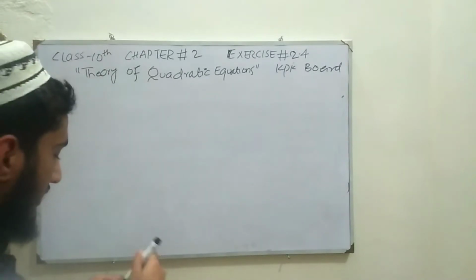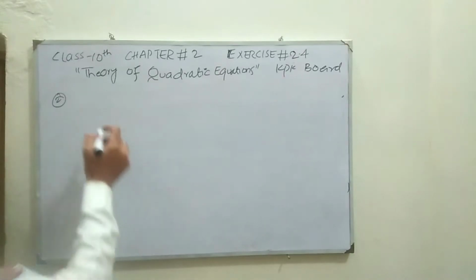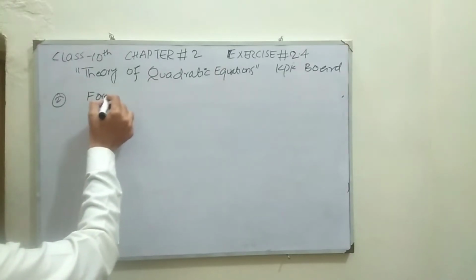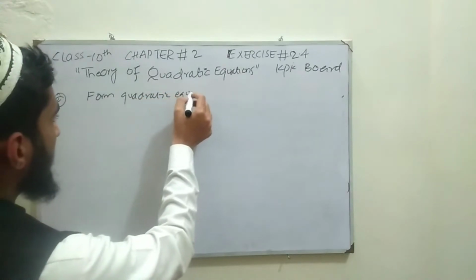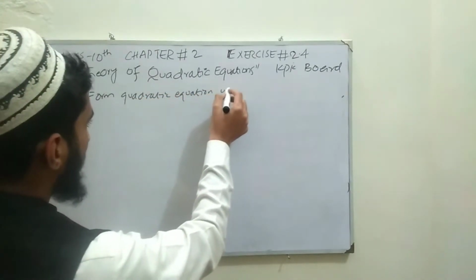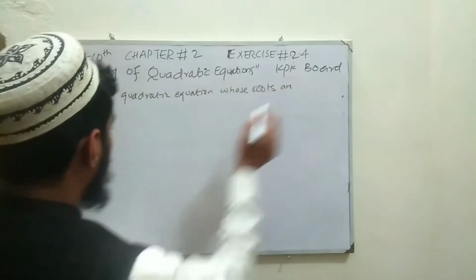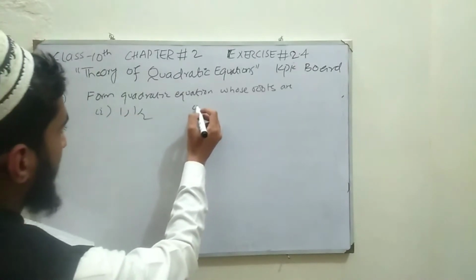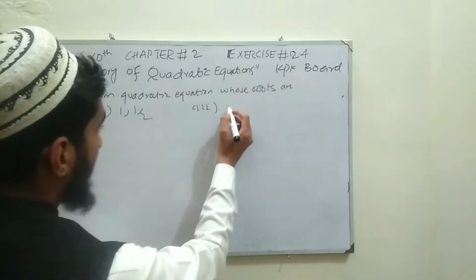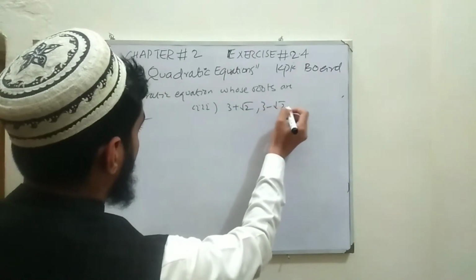Question number 2 tells us to find the quadratic equation whose roots are: part 1, 1 and 1 over 2, and part 2, 3 plus under root 2 and 3 minus under root 2.